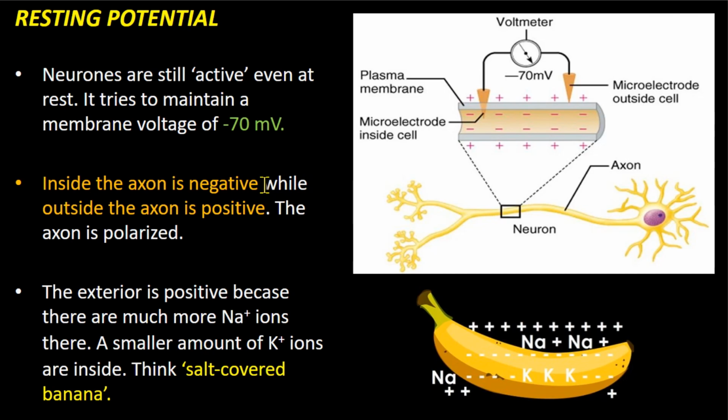So inside the axon is negative while outside the axon is positive. So the axon is said to be polarized. So remember, once again, the exterior is positive because there are much more sodium ions there. A smaller amount of potassium ions inside.